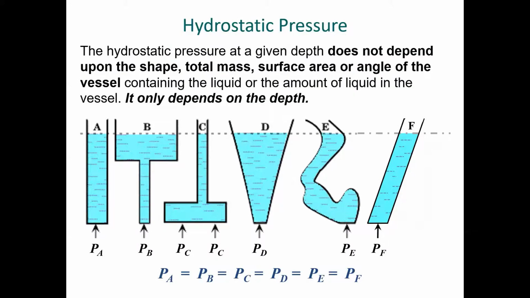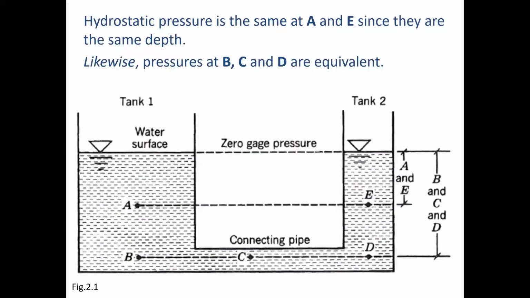Here's another example just showing you all these different shapes of containers, and if they all have the same depth, they're going to have the same pressure. So it's a very, very simple relationship. It just has to do with depth, or sometimes we call it height, depending on the formula you're looking at. This also shows that A and E are equivalent and B, C, and D are equivalent. So, pretty straightforward relationship.